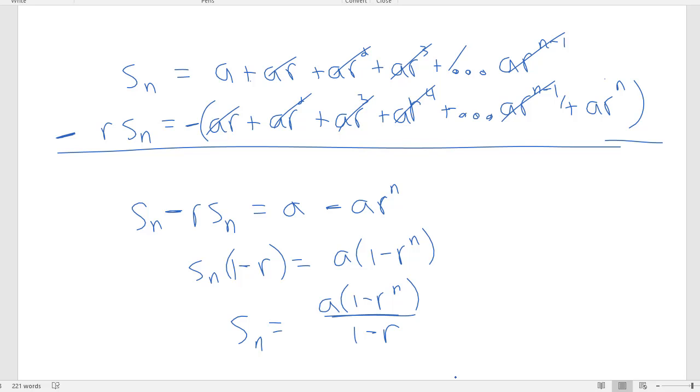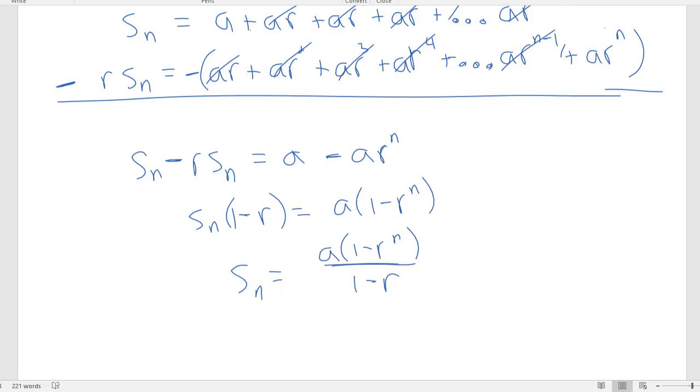This is a formula that gives me the sum of the first n terms for any geometric series. If I remind myself, I'm summing up the first n terms, so this is not the sum of the infinite series. This is just the sum of the first n terms. If I come back to my first example where I had negative 1/2 to the n minus 1, suppose we wanted to sum up the first 10 terms, then I would plug in n equals 10. I would plug in my r of negative 1/2, and the a represents the very first term in the series, the very first term that we had.